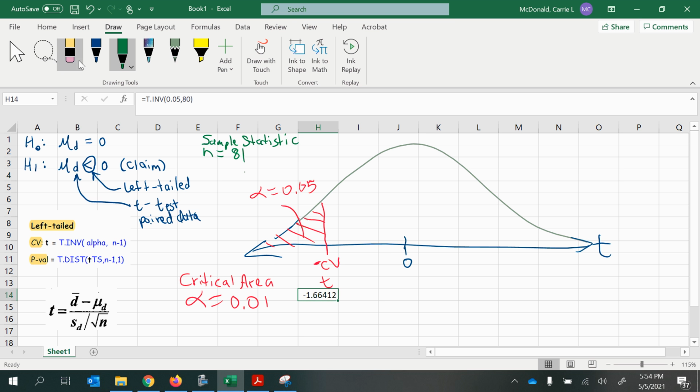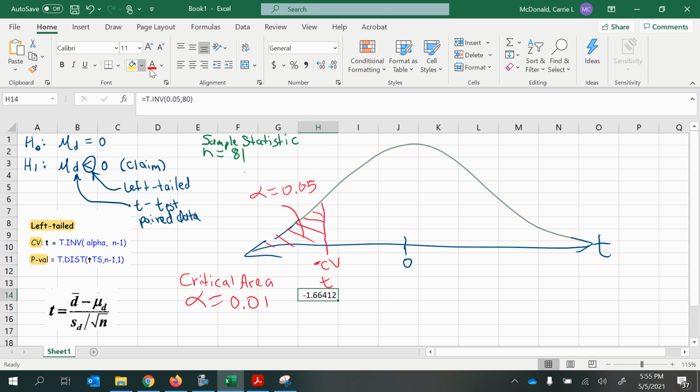Now, notice that I did get a negative answer. That's what I want. It's important. I can't stress this enough. To make the sketch, realize that 0 is in the center and that your horizontal axis are t-scores. So if you have a t-score to the left of 0, it has to be negative. So for a left-tailed test, your critical value should be negative. Okay, that's very, very important. And this will help you also figuring out your test statistic and what your p-value should be.